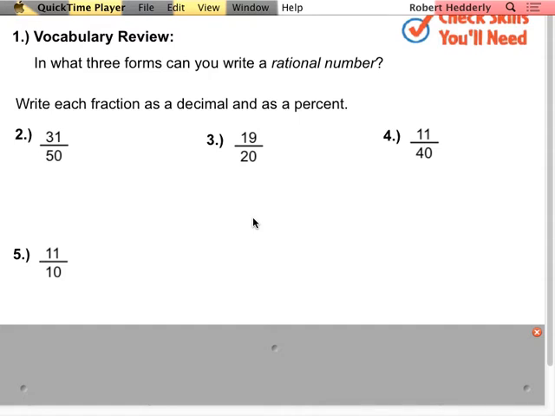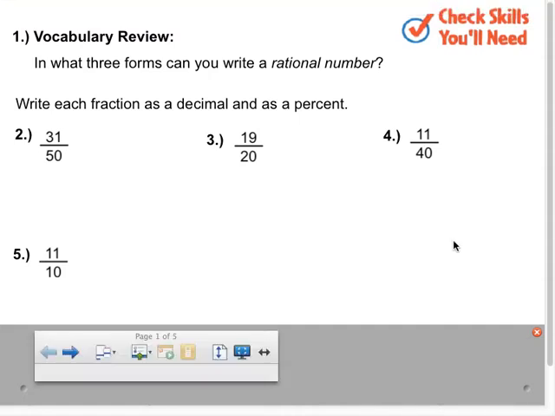All right. In what three forms can you write a rational number? So this is lesson 1, unit 6, the final lesson, the final unit of the 7th grade school year.